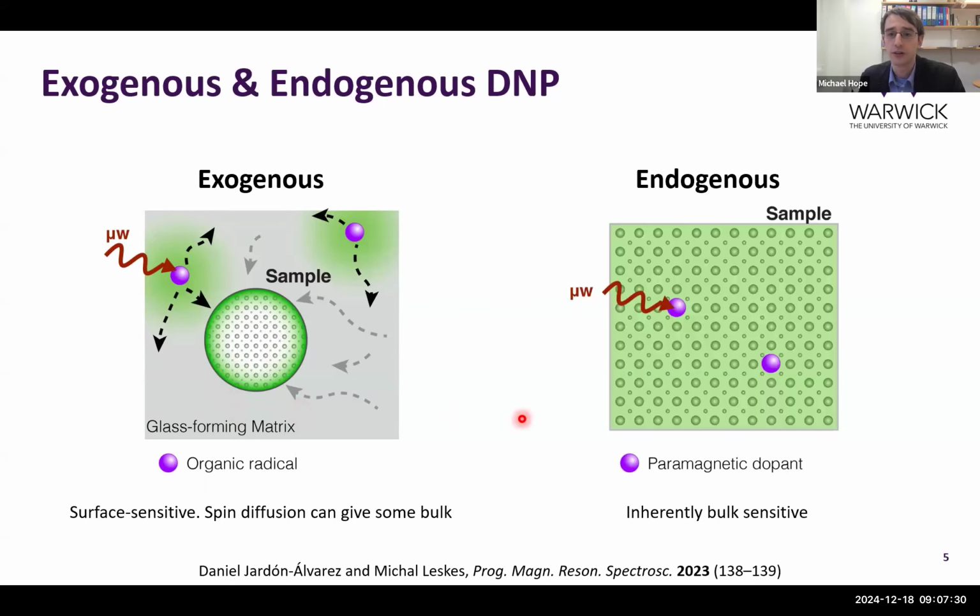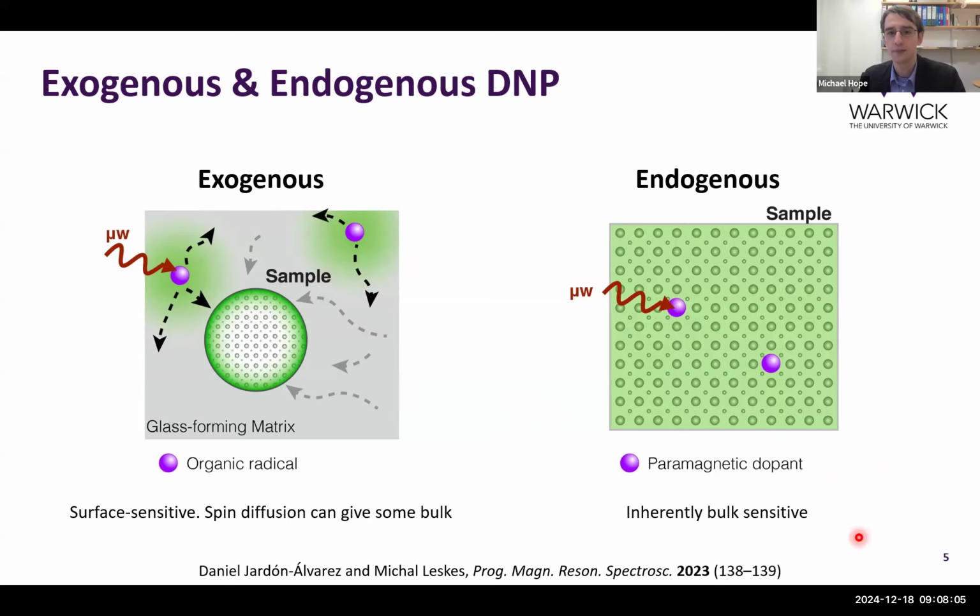We can contrast this with endogenous DNP, where our source of unpaired electrons is internal to the material. This is shown as an example here with some sort of paramagnetic dopant, which is often a high-spin metal ion. It's worth highlighting that this approach, the endogenous approach, has really been pioneered by the group of Michal Leskes at the Weizmann Institute. In fact, these nice figures were taken from one of her reviews shown below.